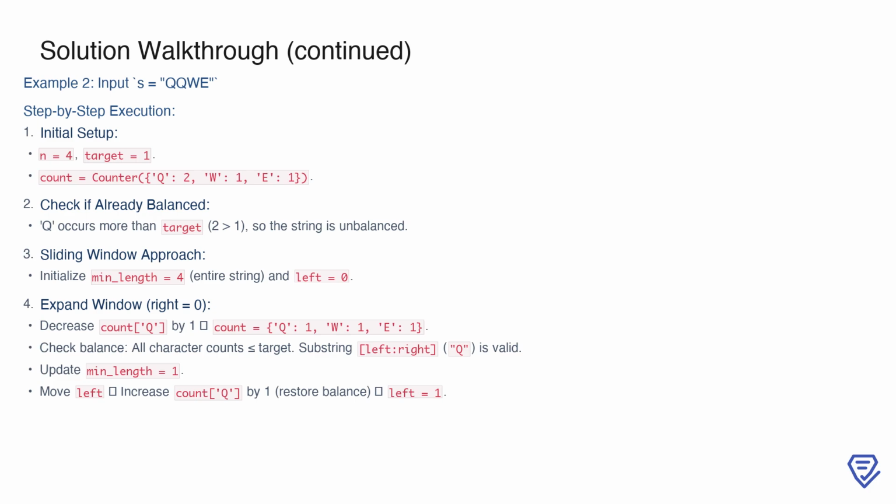To fix this, we apply the sliding window approach. We initialize min_length to the length of the string, which is 4, and set left to 0. Then, we begin expanding the window by iterating over the string.